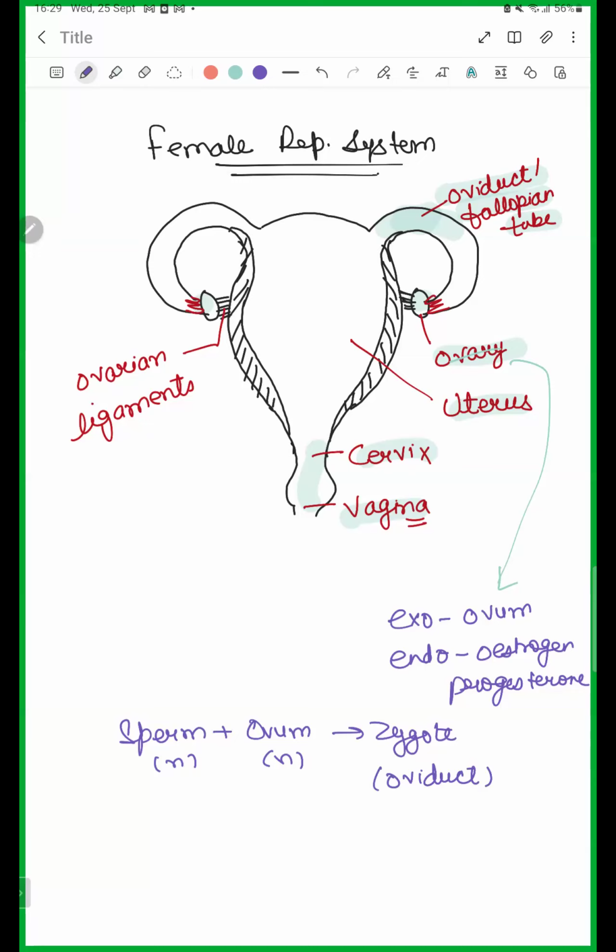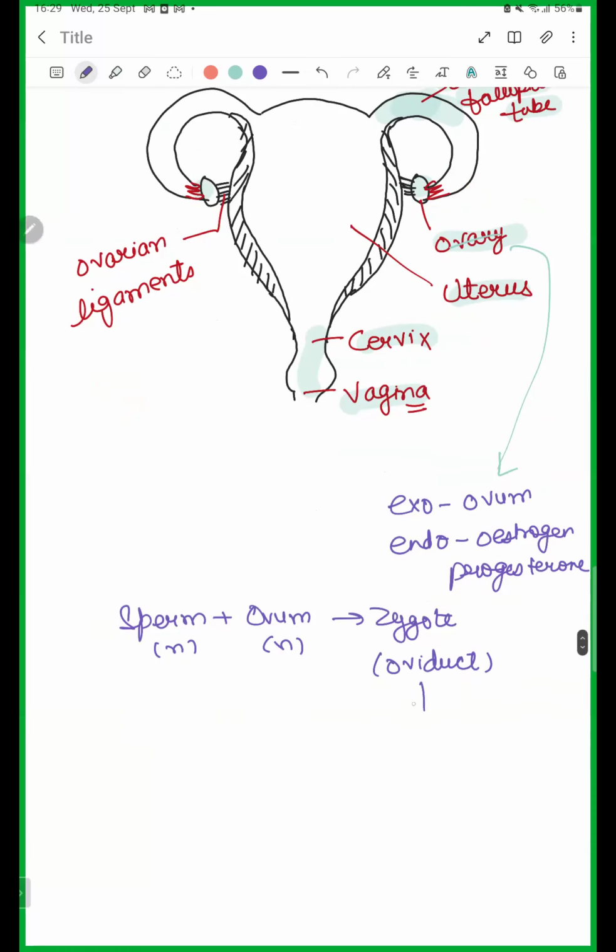So this zygote starts dividing repeatedly and will further form an embryo. It divides to form the embryo. The embryo would be like 16, 32 cells. When it is around 32 cells, it starts moving towards the uterus.